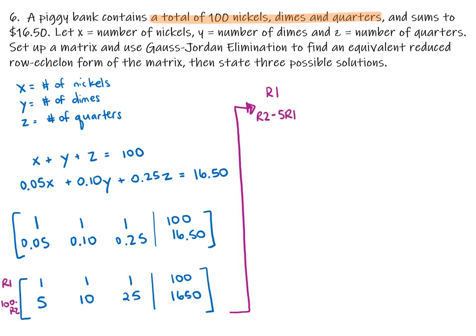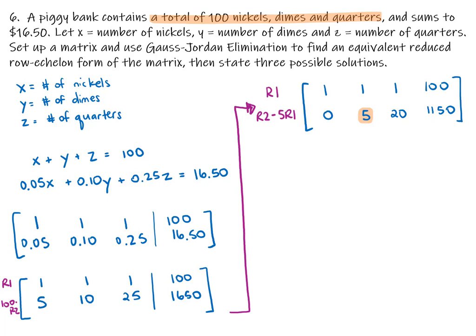And now I already have a 1 in the top left corner, and so I want to make the value under it a 0. And so I'm going to say row 2 minus 5 times row 1. And so this is the resulting matrix. I now want to put a 1 in the next spot. So in order to make this a 1, I'm going to divide everything by 5.